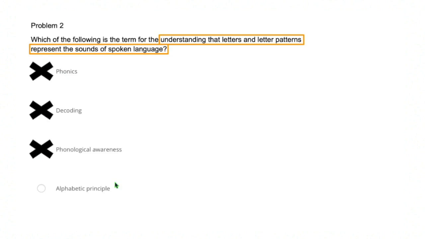That is the understanding that there are systematic and predictable relationships between written letters and spoken sounds. Knowing this is fundamental for learning to read and write, so the alphabetic principle is the understanding itself, that letter patterns and their sounds have a predictable and systematic relationship, because that refers to the actual understanding that that relationship exists. Alphabetic principle is our correct answer.